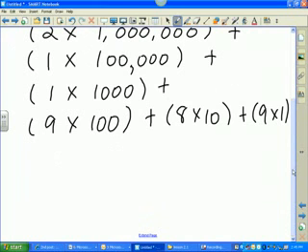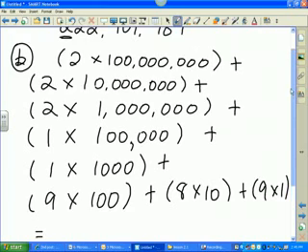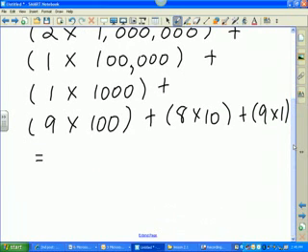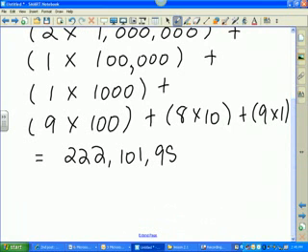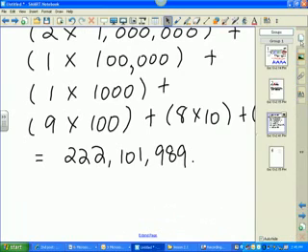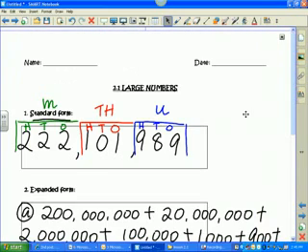So usually you'd put equals. So this all equals. You can do it at the top or at the bottom. This all equals the original number. So 222 million, 101,989. Okay. Now, moving on to the next page, or back to the original page.